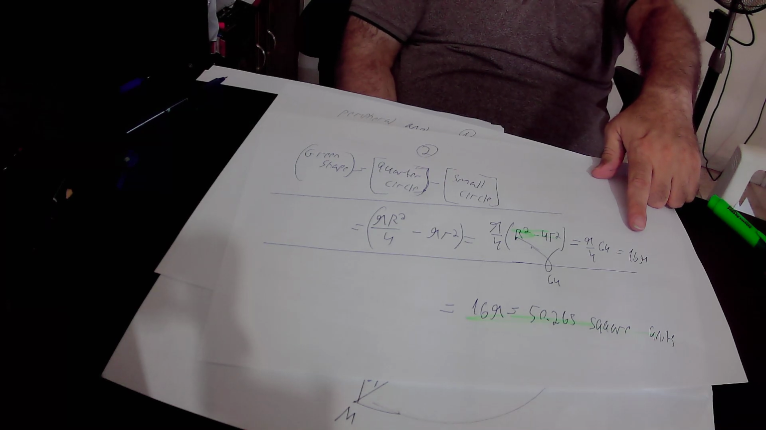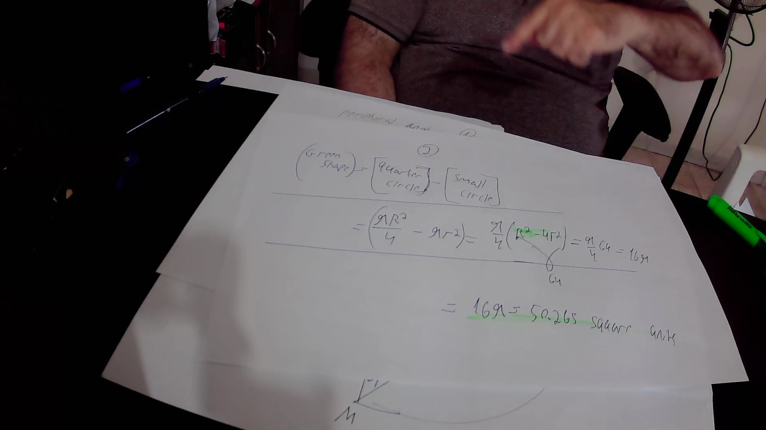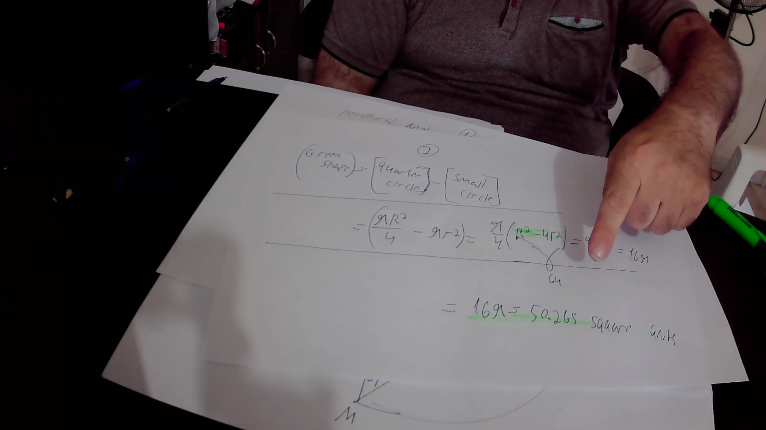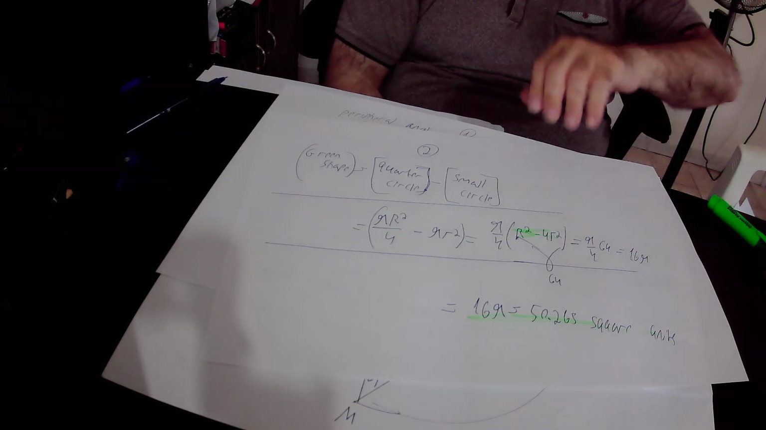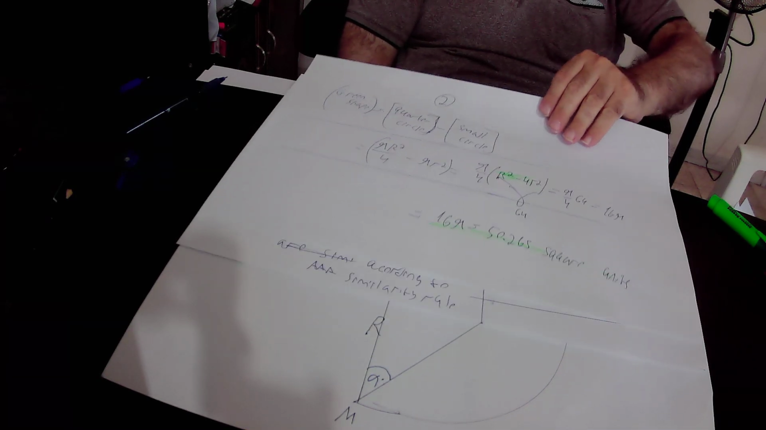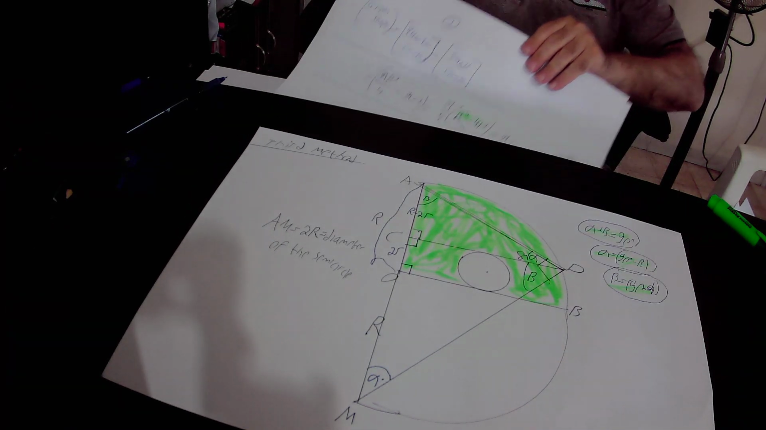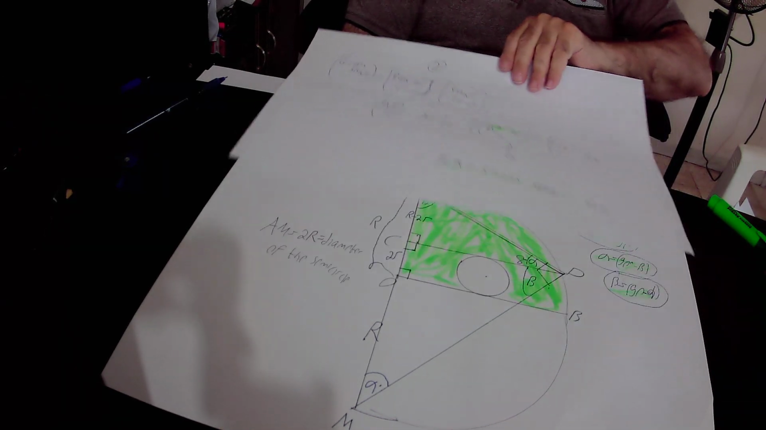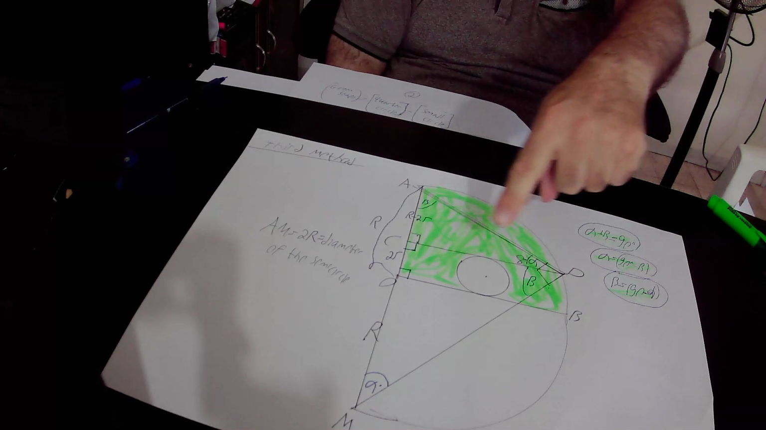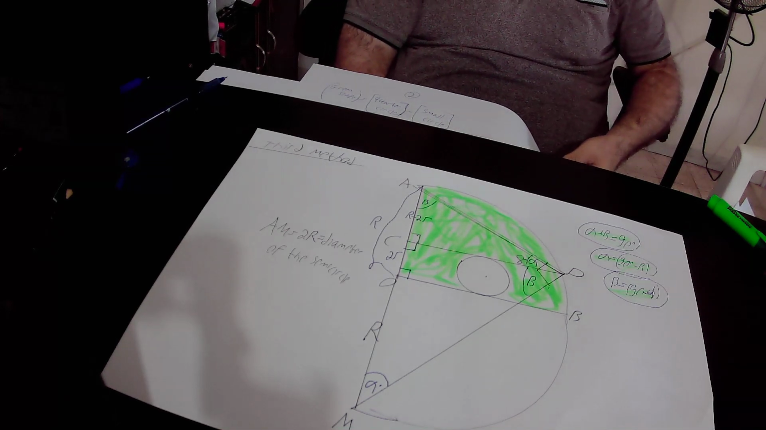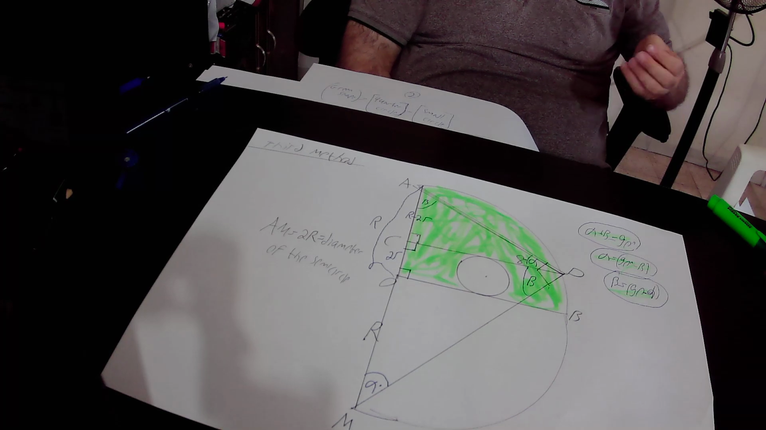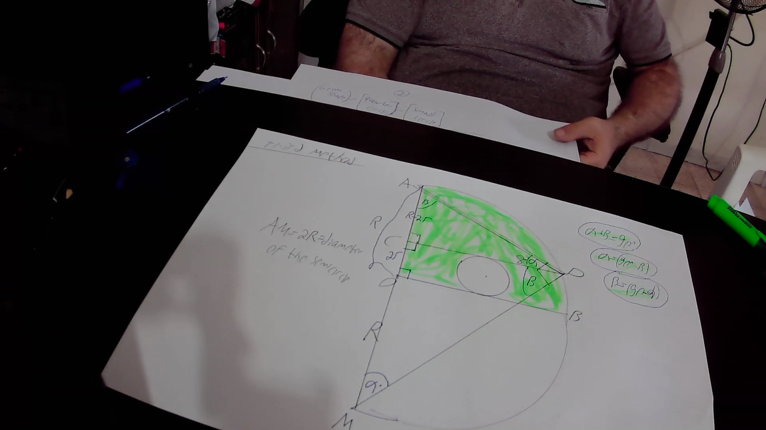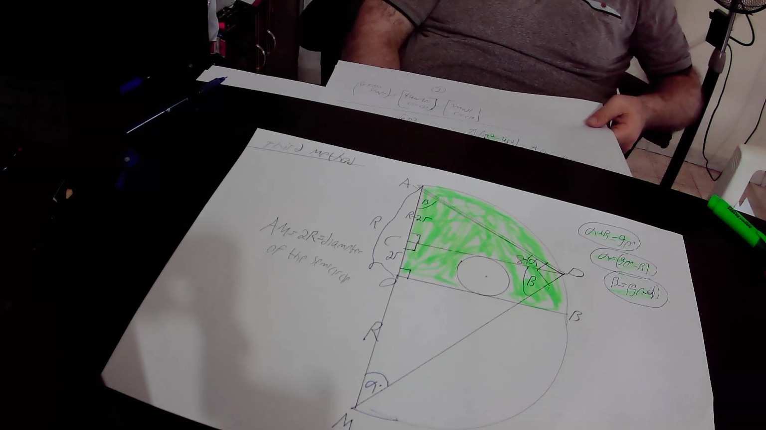So in conclusion, we found out that the area of the green shape equals 16 pi, or in terms of numbers, 50.265 square units. So in all three methods, we found that the area of this green shape equals 16 pi square units, or in terms of numbers, 50.265 square units. Okay, thank you very much.